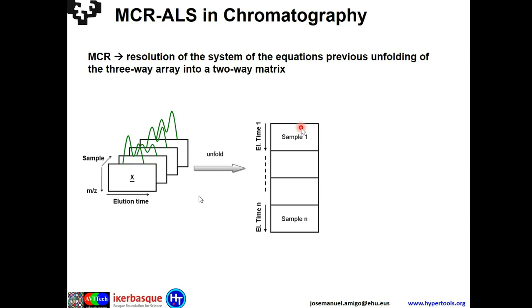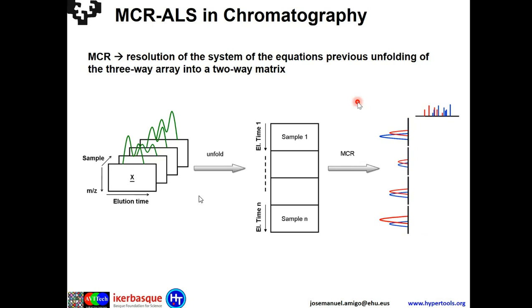So we can use multivariate curve resolution, and what we obtain is an elution profile per sample, and the spectral profiles of all the components. Basically, it's doing something very similar to PARAFAC2, but with an algorithm that is completely different.